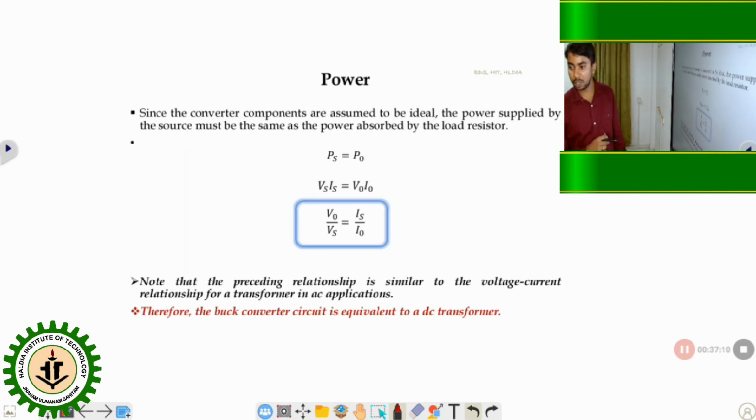So from here we can say V0 by Vs is equal to Is by I0. Therefore the buck converter circuit is equivalent to a DC transformer. It is the same as the transformer circuit.